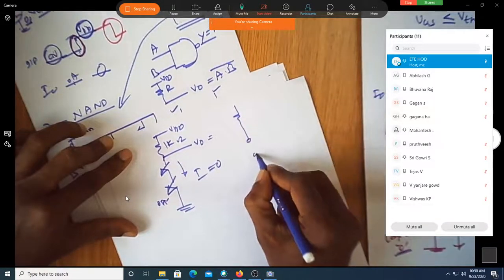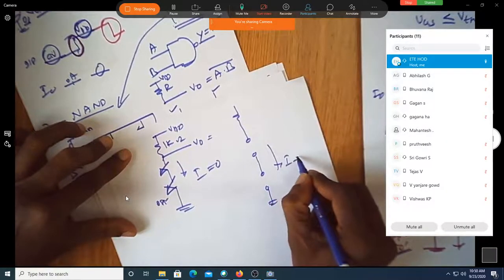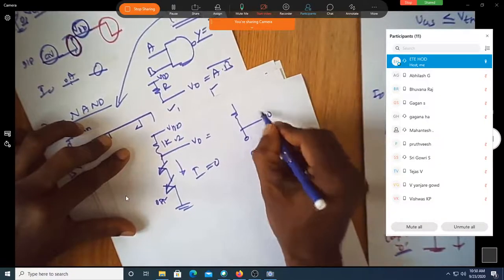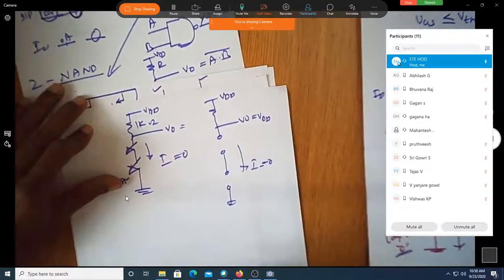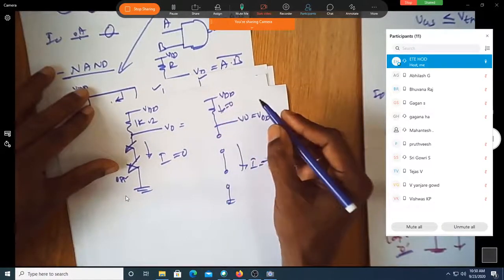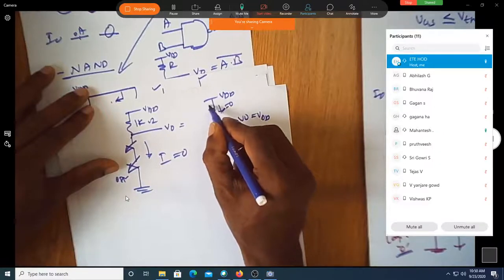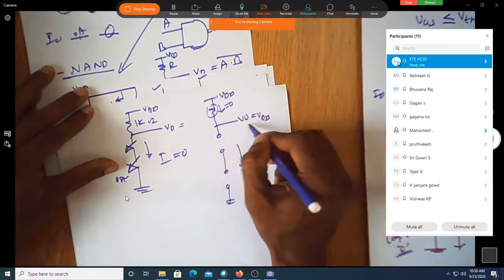This is open, this is also open. How much is the current flowing? Is the current 0 here? Then what is V0? Is it not equal to VDD? The drop is 0, no? Yes, sir. When current is 0, the drop, current into R, is 0. Then VDD minus 0 is VDD. So you end up with VDD.